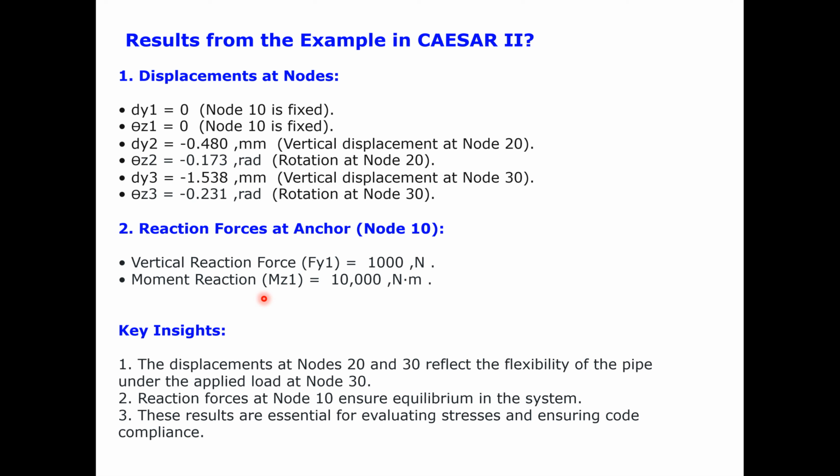So the key insights are: the displacement at nodes 20 and 30 reflects the flexibility of the pipe under the applied load at node 30. Reaction force at node 10 ensures equilibrium in the system. These results are essential for evaluating the stresses and ensuring code compliance. Meaning to say, if the system is in equilibrium and not breaking, all the forces applied are in equilibrium, having equal and opposite reaction forces or moments in the pipe.